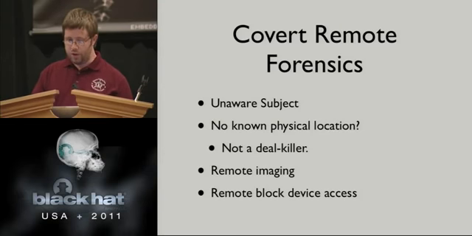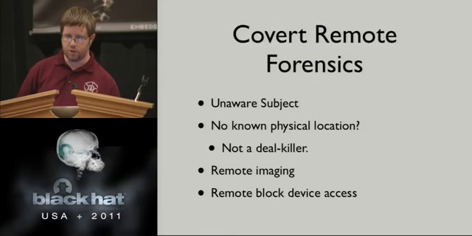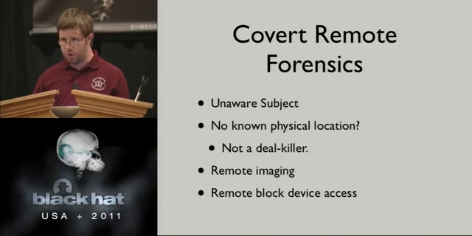So with covert remote forensics, we're doing this with an unaware suspect. We can do this without knowing a physical location, and we can do it one of two ways. We can use a remote imaging type system where we're essentially hooking the remote hard drive up to a virtual write blocker. Right now, one of the things done in forensics is to take the suspect's hard drive out, hook it up with an IDE or SATA to USB adapter, and that adapter has the capability to write block, because we don't want to change any of the information.